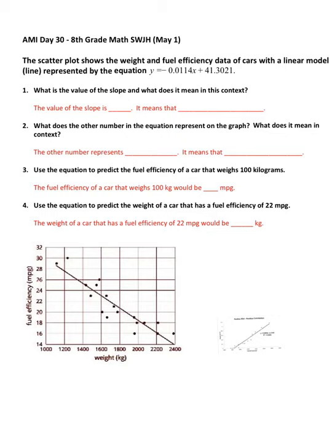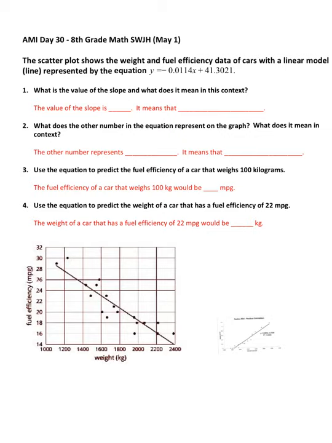Question 2 says, what does the other number in the equation represent? What does it mean in the context? Question 3 says, use the equation to predict the fuel efficiency of a car that weighs 100 kilograms. And 4, use the equation to predict the weight of a car that has a fuel efficiency of 22.